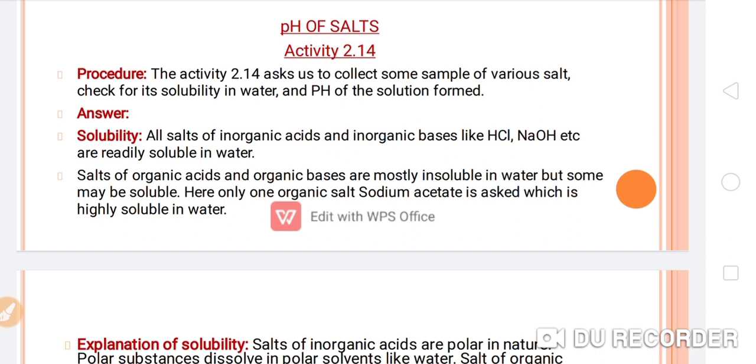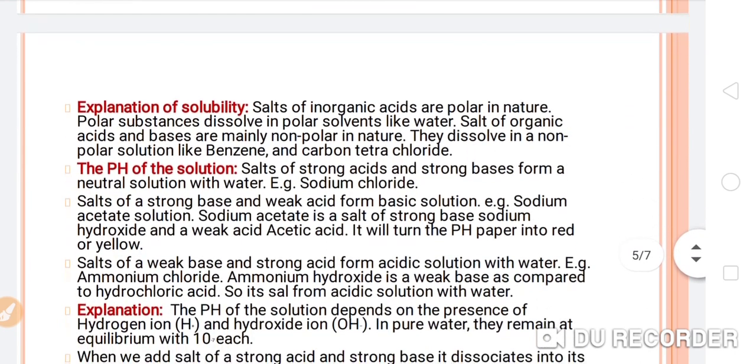What is the solubility? All salts of inorganic acids and inorganic bases, for example HCl, sodium hydroxide, etc., are readily soluble in water. Why? Let's see. Salts of organic acids and organic bases are mostly insoluble in water, but some may be soluble. Here only one organic salt, sodium acetate, is asked, which is highly soluble in water.